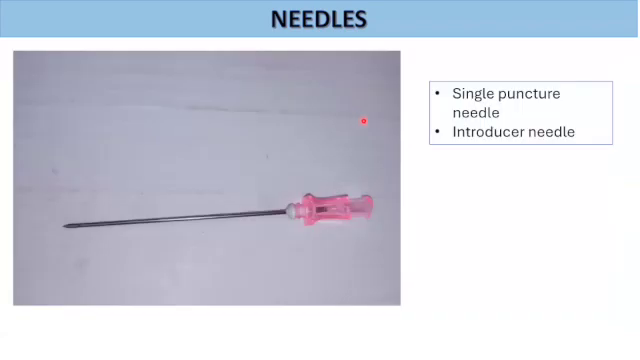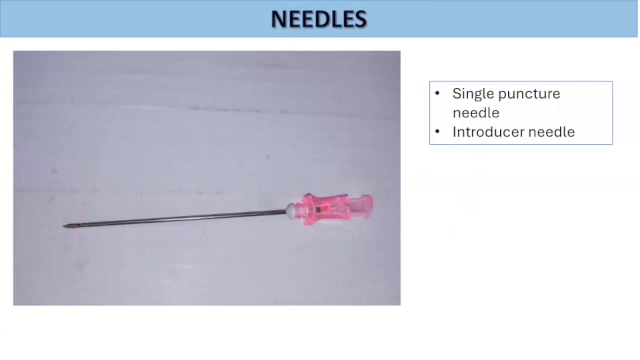So this is a single puncture needle or introducer needle which comes with our dialysis set. It has a hub, it has a bevel. In the hub, there is an arrow mark. If you see carefully here, there's an arrow mark, and I'll show you the mark in one of the needles. I hope it's visible. This is the arrow mark. This arrow mark indicates the bevel.